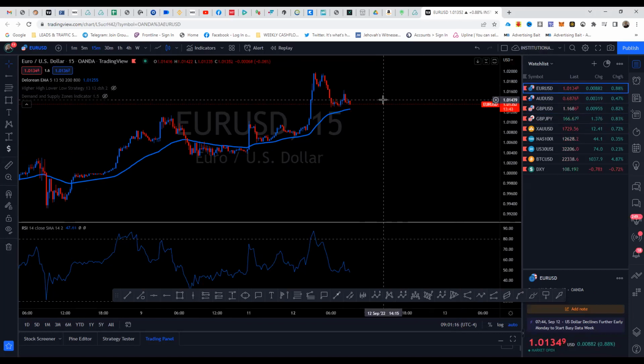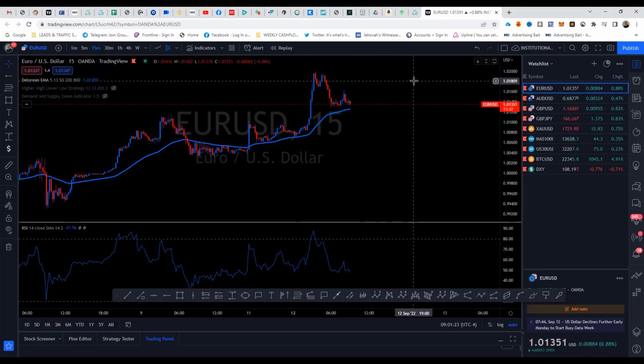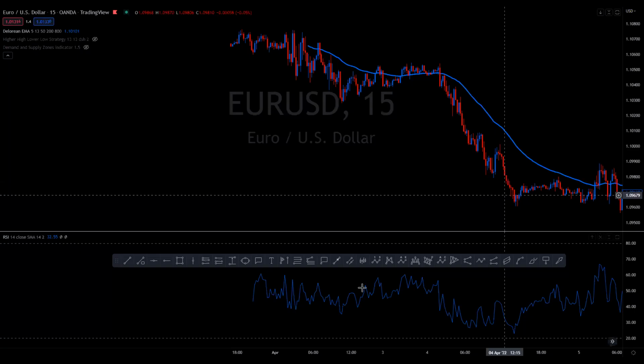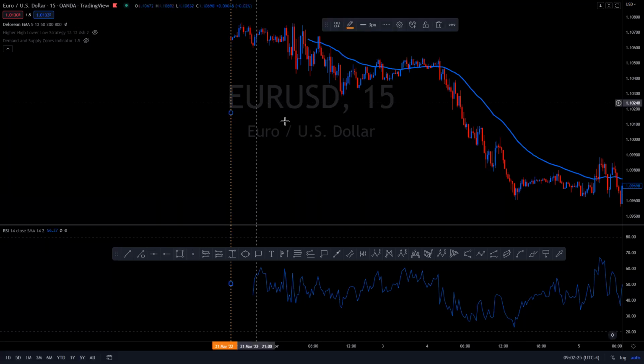What we're going to do is start by marking up supply and demand market structure from the 15-minute time frame to the 4-hour time frame. So let's get started. All right, so I'll put my vertical line here.